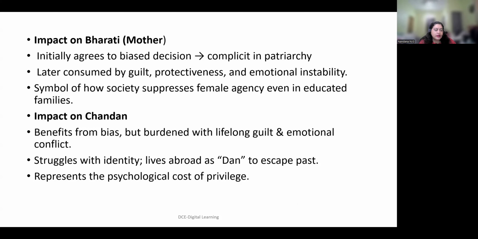The impact on Chandan can be seen in that he benefits from the bias but is burdened with lifelong guilt and emotional conflict. He suffers from survivor's trauma for that matter. He struggles with identity, lives abroad as Dan to escape the past, but is unable to do so. Chandan, or Dan, represents the psychological cost of privilege.